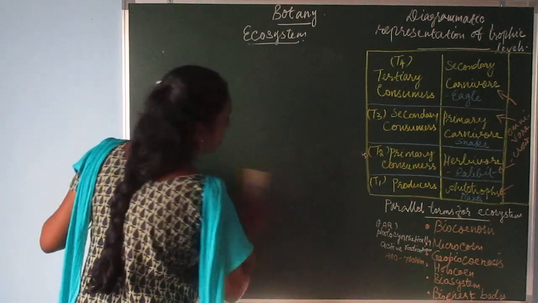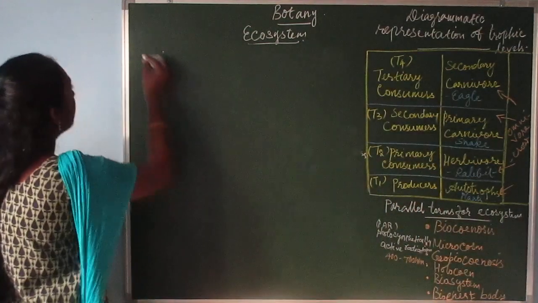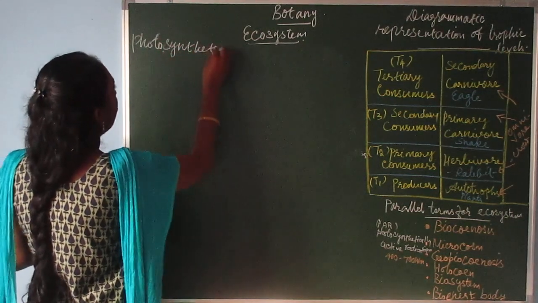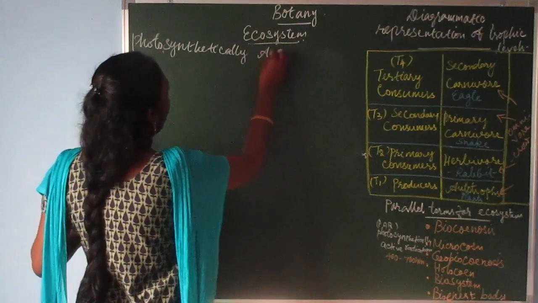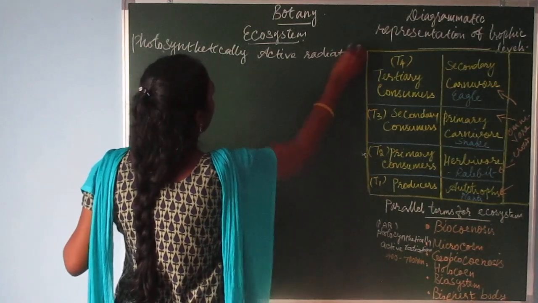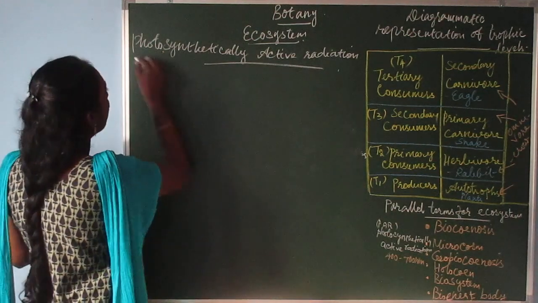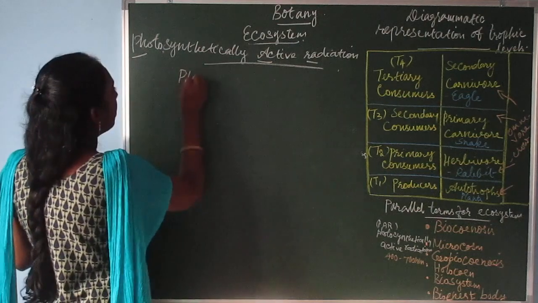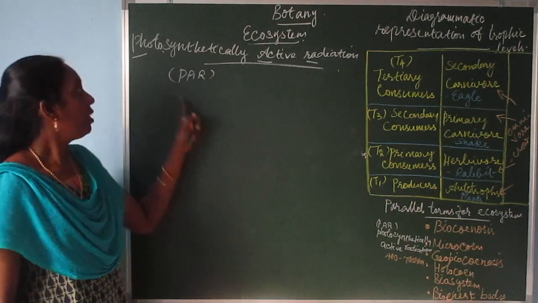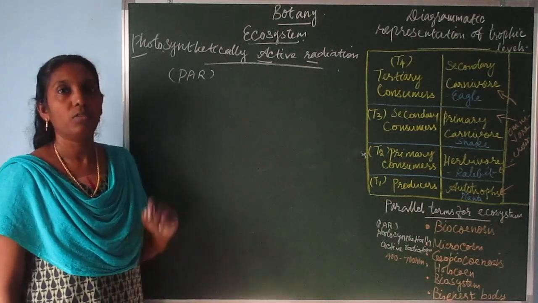PAR. What is meant by PAR? It is photosynthetically active radiation. Photosynthetically active radiation is otherwise called PAR. Important, this is a one-word or two-mark question. PAR, photosynthetically active radiation.